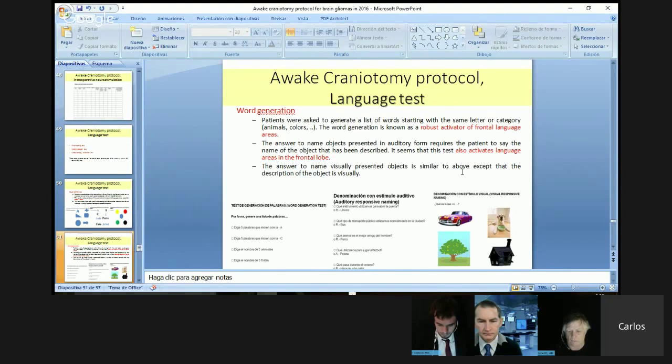The answer to name visually presented objects is similar to above, except that the description of the object is visual.